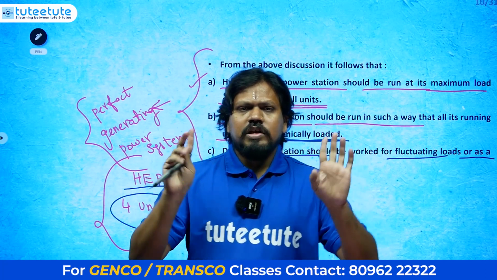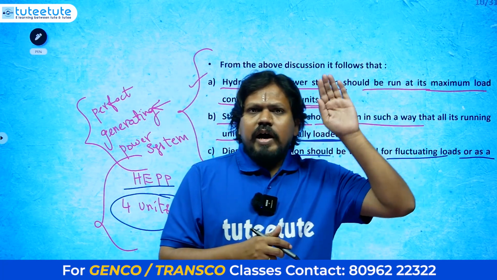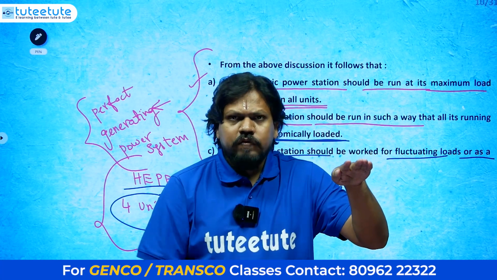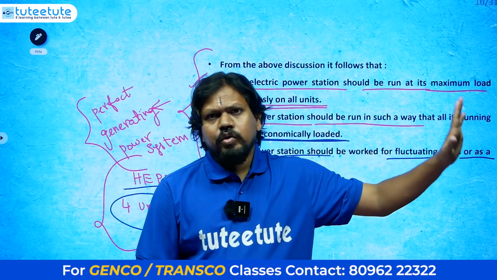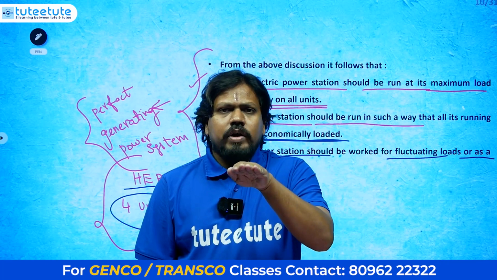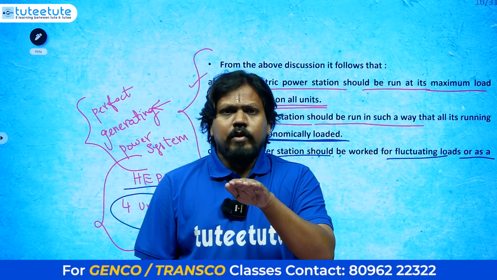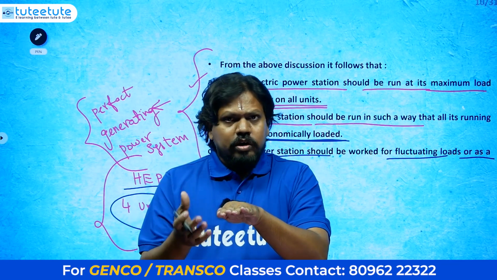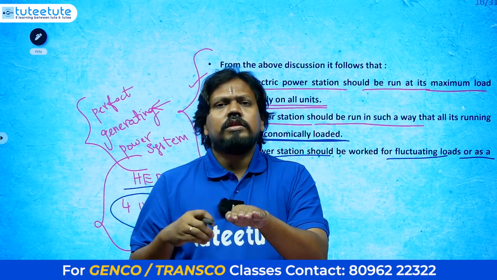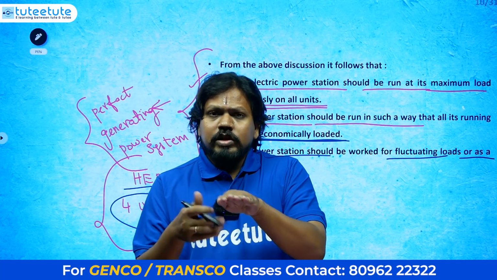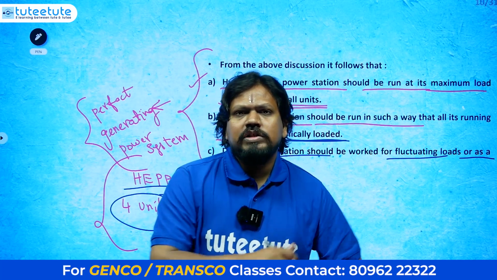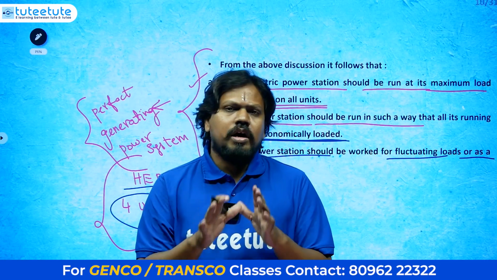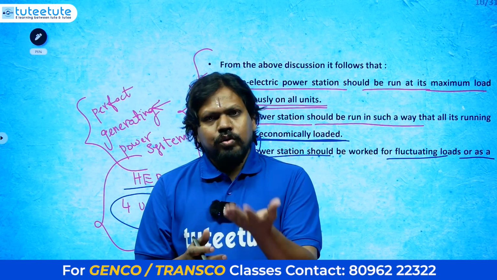If we have these three power plants, the hydroelectric power plant will be operating at 100% load factor on all the units. The second one, the steam or thermal power plant, will work according to the load requirement and share the load economically. Inside, there are four units, and not all may be operating; two or three units are operated according to the required power.